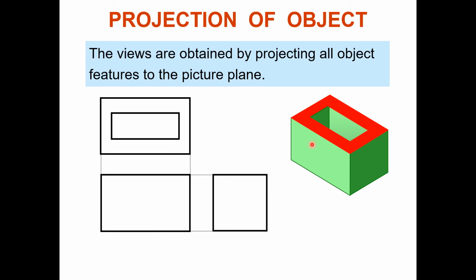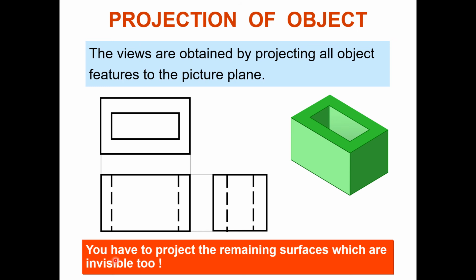Now when you will see from the front side, you see there is a cut in the inside, at what location? That is the location you will see displayed with dash line here and here. Similarly, when you will see from this right side, you also have to display with dash line to show the hidden feature. Here for the left side, similarly for the right side. You have to project the remaining surfaces which are invisible too. Here we have shown with dash lines.